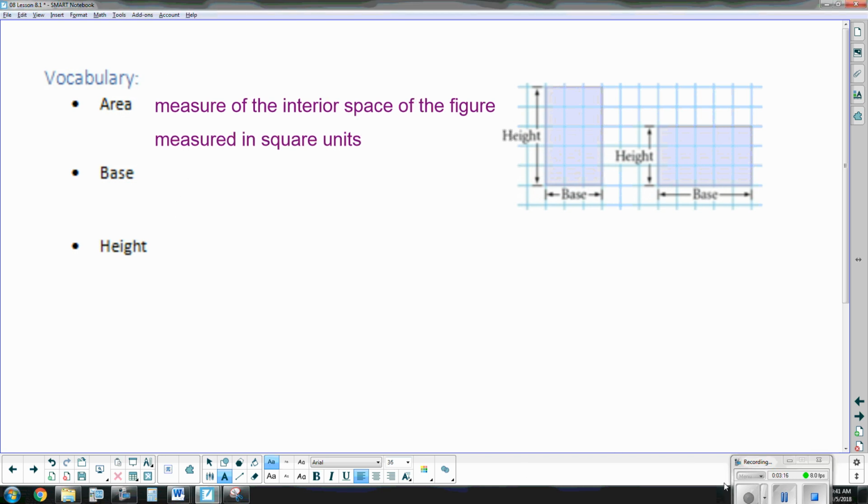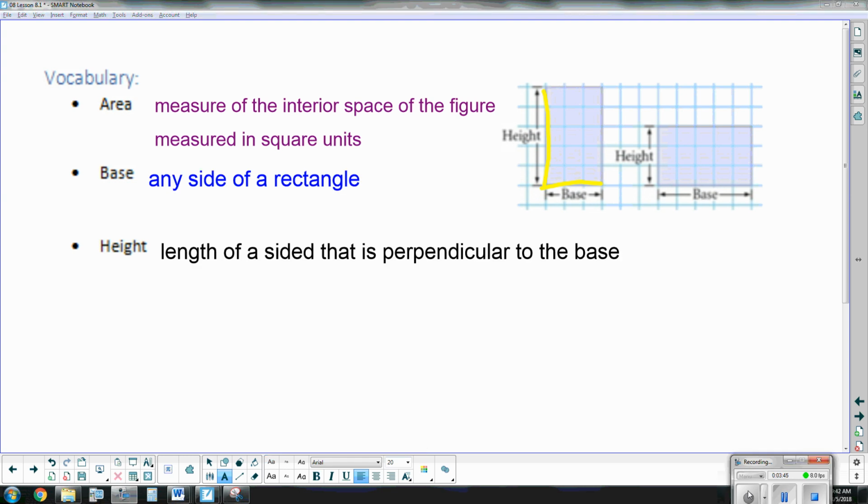Then our second term is base. With a rectangle, it doesn't really matter which side we call the base. If you look at this figure to the right, this could be our base, or this could be our base. Generally, we think of base as the bottom of a polygon, but it really doesn't matter in a rectangle what we define as base. But for height, it does matter. Our height we're going to define as the length of the side that's perpendicular to the base. So again, in a rectangle, it can be any side, but the height is the side that's perpendicular to it.